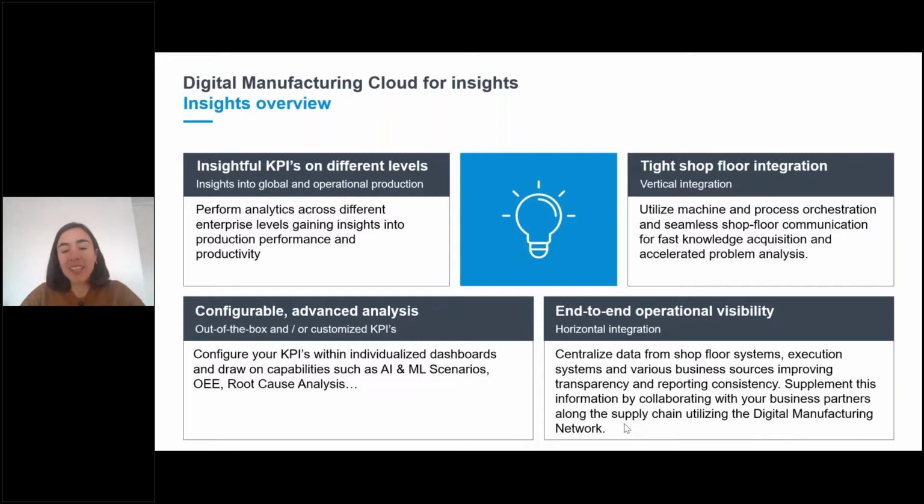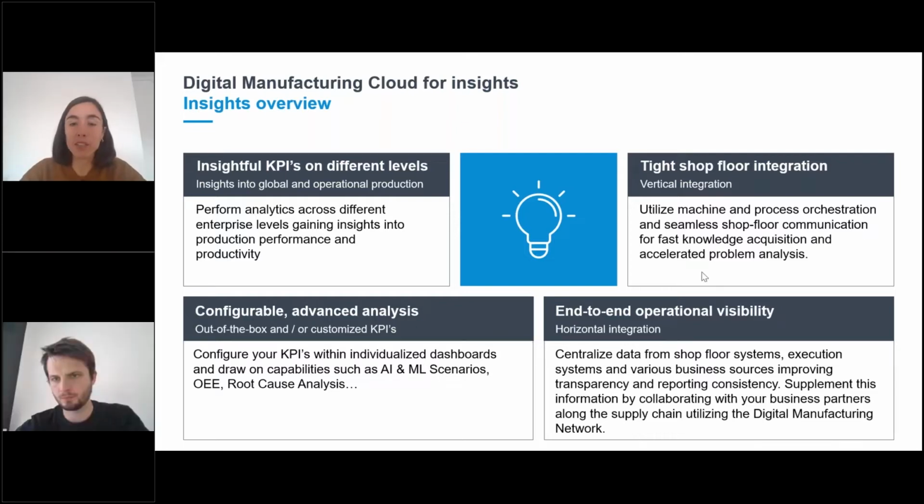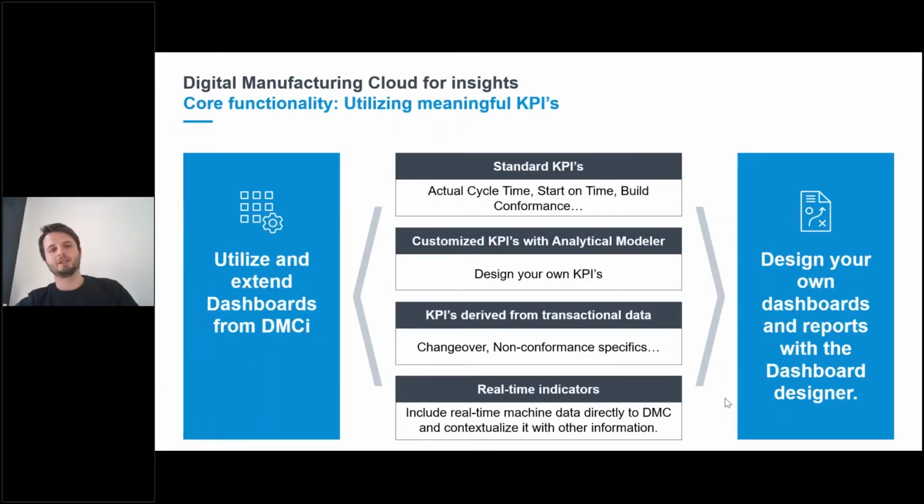So with this, I will now let my colleague Alex present to you in detail the core functionalities of the Digital Manufacturing Cloud for insights. Okay, so on this slide, we want to present what the possible KPIs and indicators are, which can be displayed and utilized within the DMC for insights. In the middle row at the top, we start with the standard KPIs that are pre-delivered within the DMC and can be used right away.